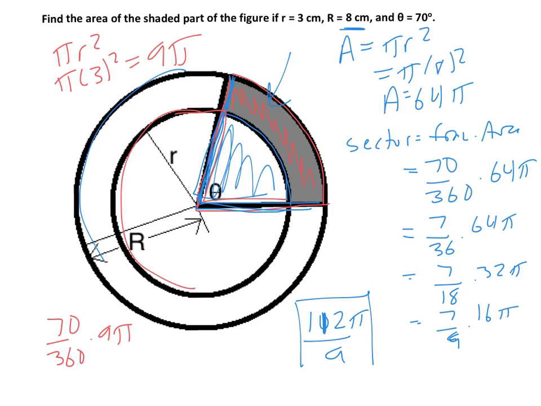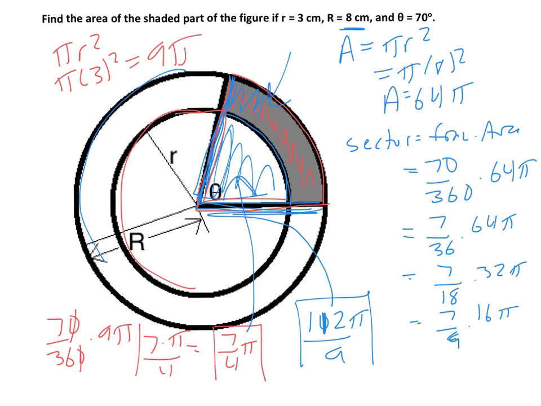And if I simplify this, I can cancel the 10s. 9 over 36 is 1/4, so it's 7 times pi over 4. So 7 over 4 pi. So this is the area of the smaller one. I probably should have reversed these colors. So that's the area of this. This is the area of the full thing.